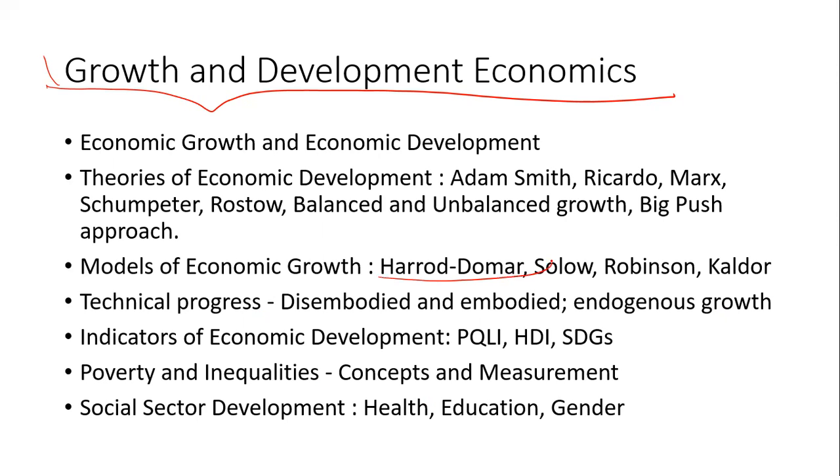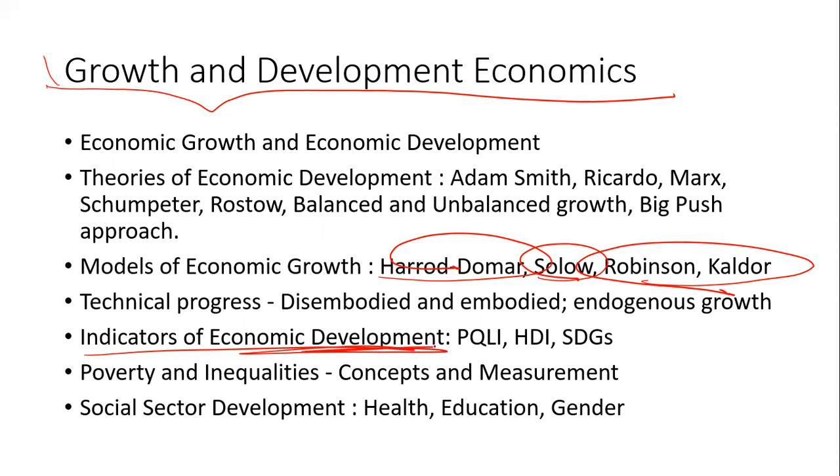Then we're going to talk about the Harrod-Domar model. We are going to talk about Solow model. We are going to talk about Kaldor model. We are going to talk about what are the indicators of economic development, human development index. I'm going to talk about the sustainable development goals.